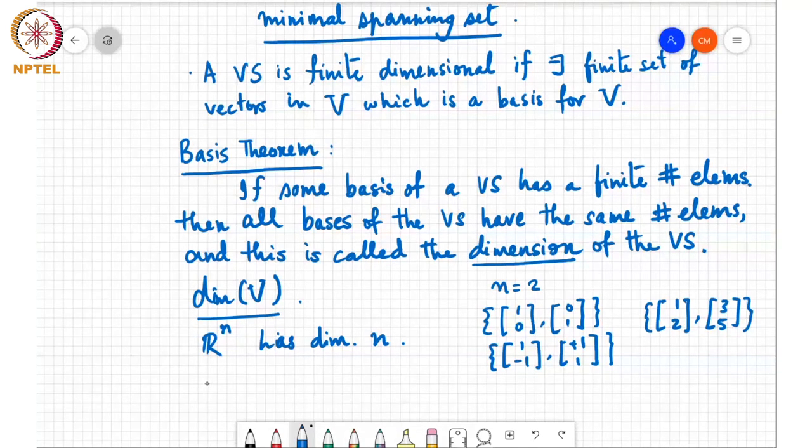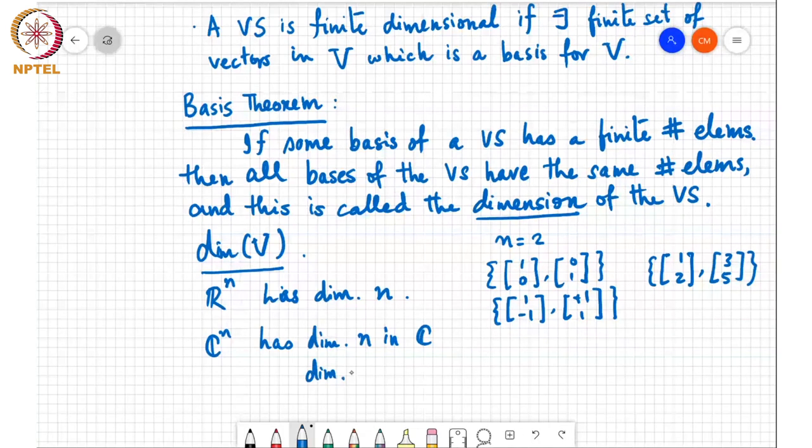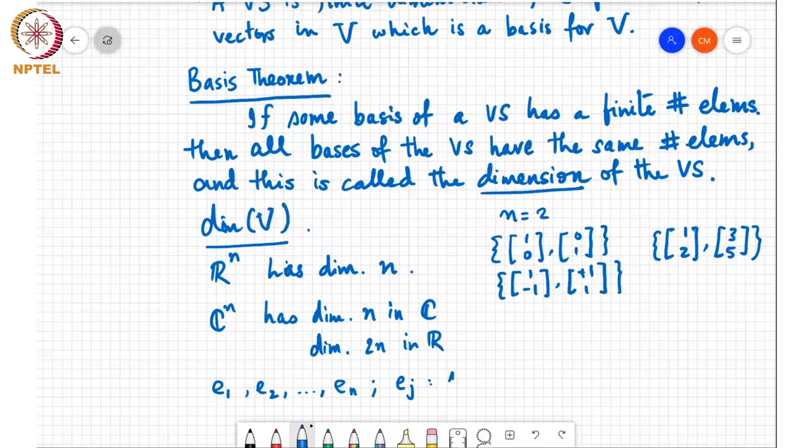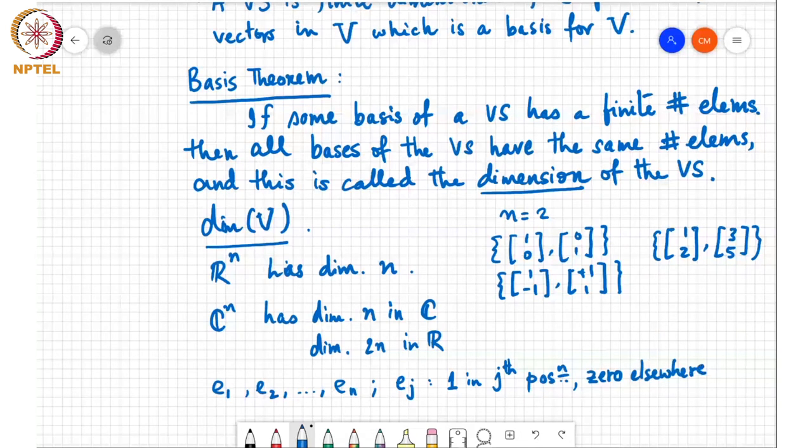Okay, so if I take C to the n, this also has dimension n in the field C, and it has dimension 2n in the field of real numbers. Of course, if you take this n dimensional real space, the vectors E1, E2 up to En, where basically Ej has 1 in the jth position and 0 everywhere else, this is called the standard basis.